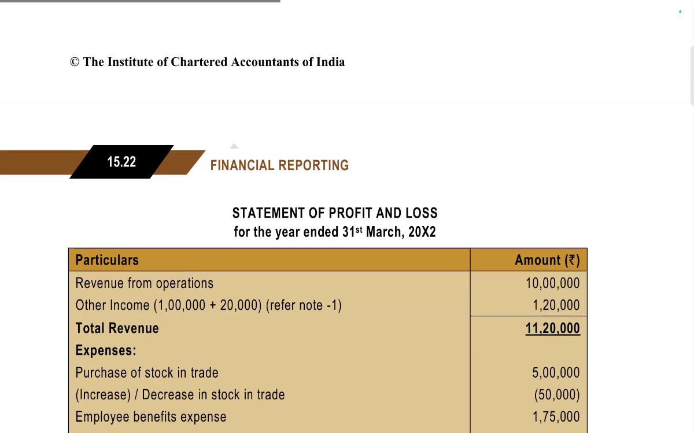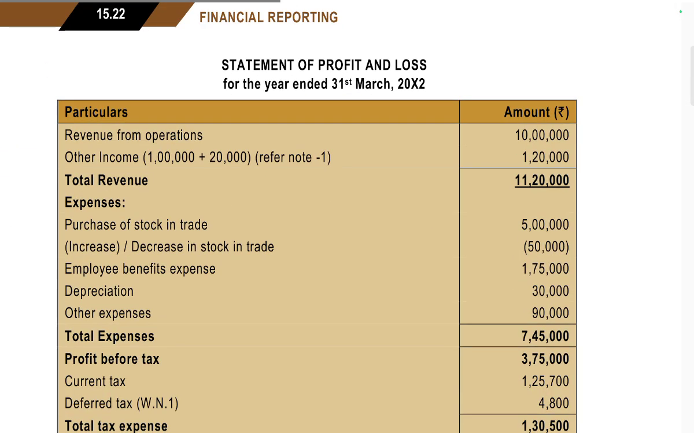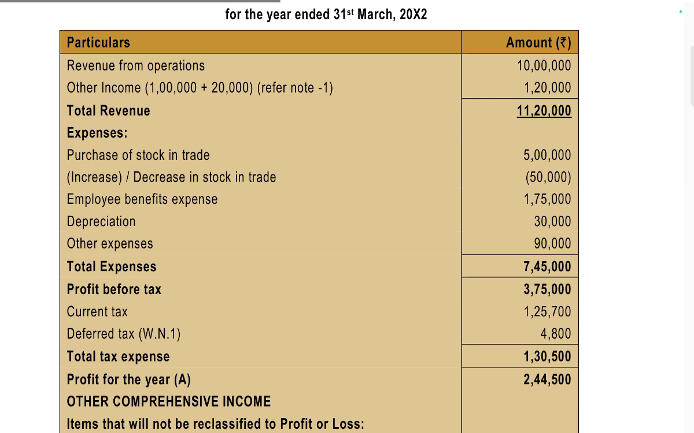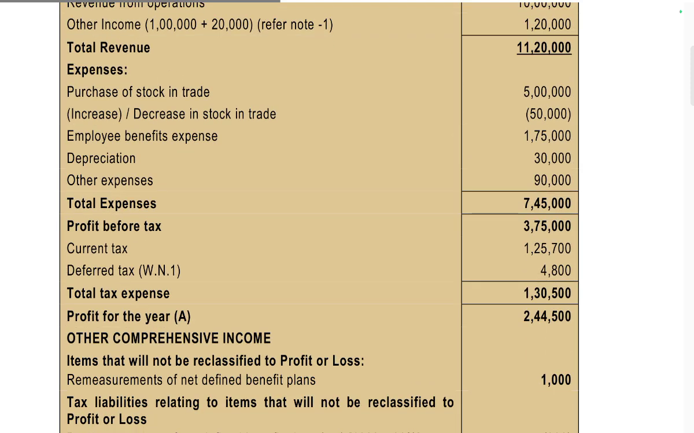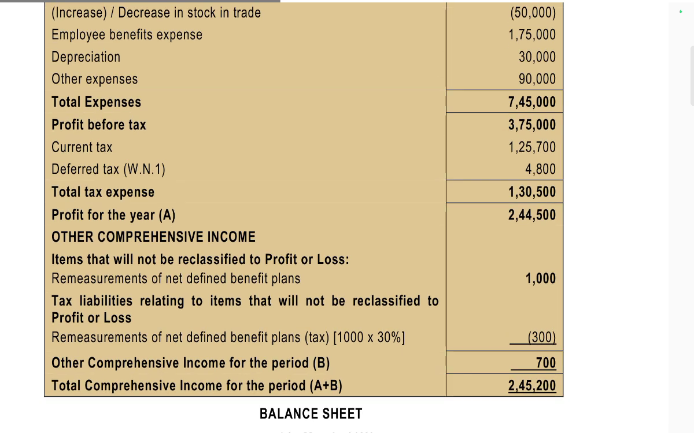Statement of profit and loss: revenue from operations 10 lakh, other income 1 lakh plus 20,000, total revenue 11 lakh 20,000. Expenses: purchase of stock in trade 5 lakhs, increase and decrease in stock 50,000, employee benefit expense 1 lakh 70,000, depreciation 30,000, other expenses 90,000, total expenses 7 lakh 40,000. Profit before tax 3 lakh 75,000, current tax 1 lakh 50,000, deferred tax 4,800, total tax expenses 1 lakh 30,500, profit for the year 2,44,900.